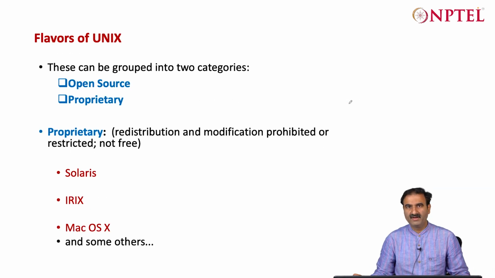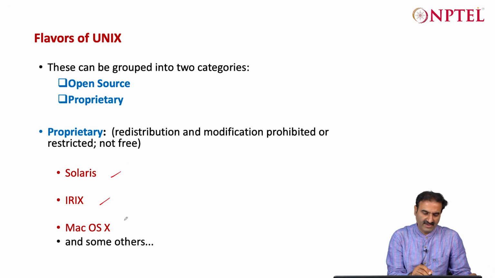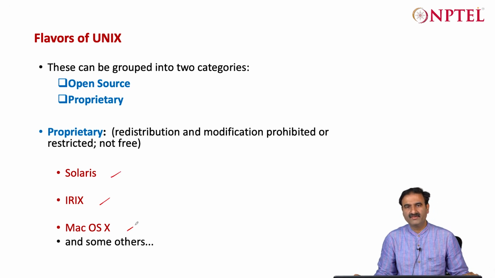If you talk about Unix, there can be two categories: open source and proprietary. For open source, you can download and install it and don't have to pay anything: no subscription cost, no yearly renewal, no one-time cost. But in the case of proprietary, you have to pay some cost to the company for using it. There are several proprietary ones like Solaris, AIX, and Mac OS. These are different flavors of Unix, for which you pay some amount to purchase them.